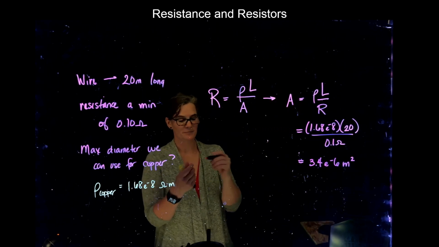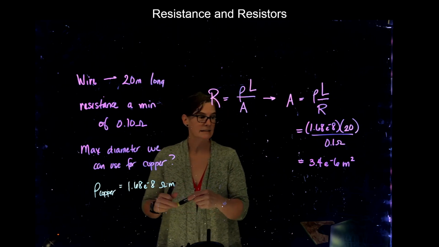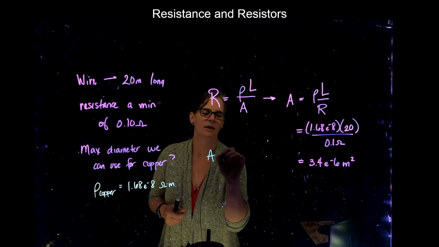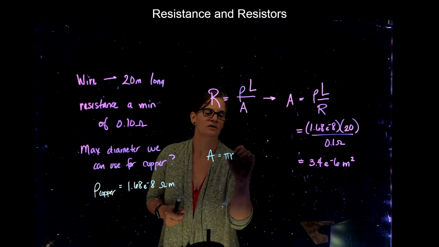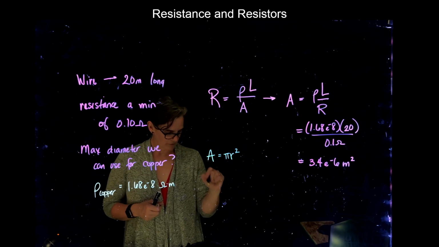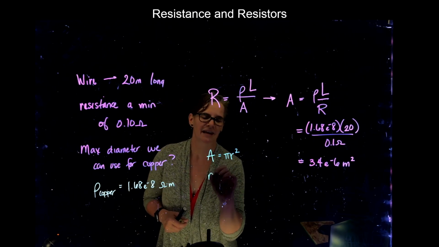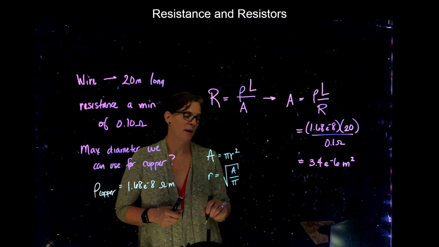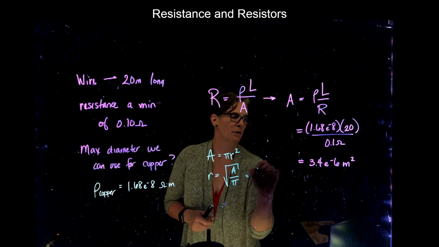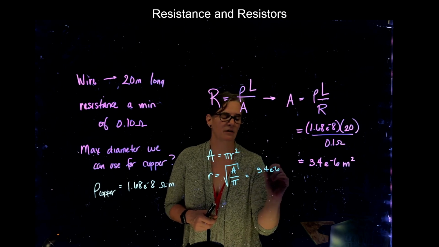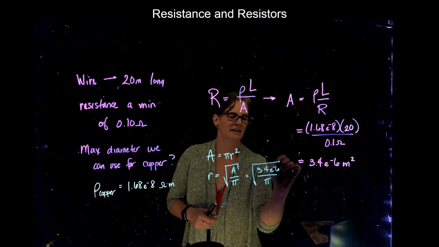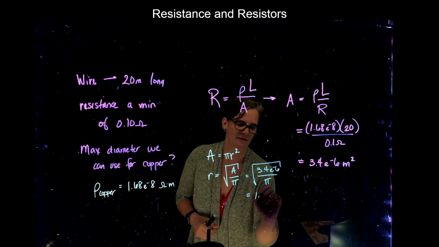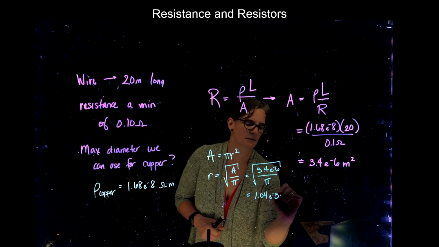Now we need the diameter, right? So wire is shaped in a cylinder, so we know that the cross-sectional area of that wire is equal to pi r squared. So I can solve for my radius. The radius then is equal to the square root of the cross-sectional area divided by pi. 3.4 times 10 to the minus 6 is that cross-sectional area, over pi. And we find the radius of the wire needs to be 1.04 times 10 to the minus 3 meters.